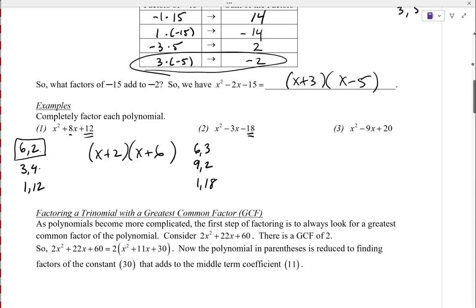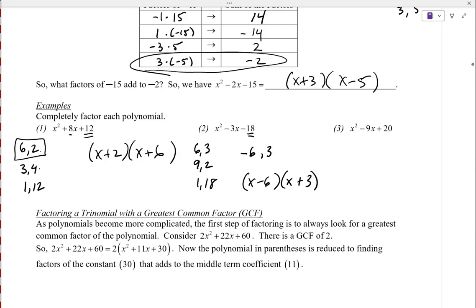Negative 9 plus 2 would be negative 7. 9 plus negative 2 would be positive 7. That doesn't work. 6 minus 3 doesn't work, but negative 6 plus 3 does, doesn't it? Okay. So what we want to use here, negative 6 and positive 3 work, right? So if those are the numbers we want, what are the factors going to be? x minus 6 and x plus 3. Does that make sense? Okay.